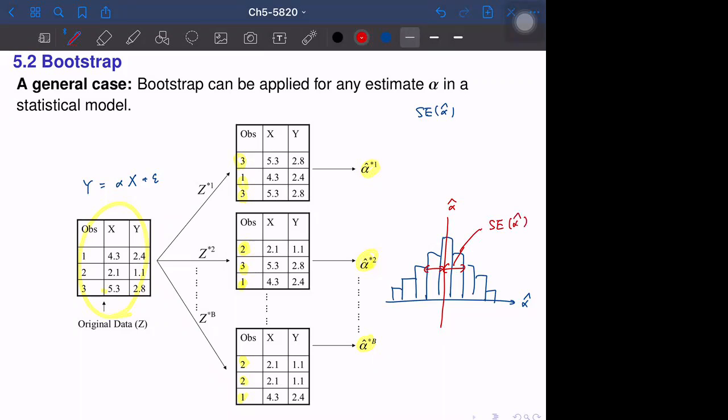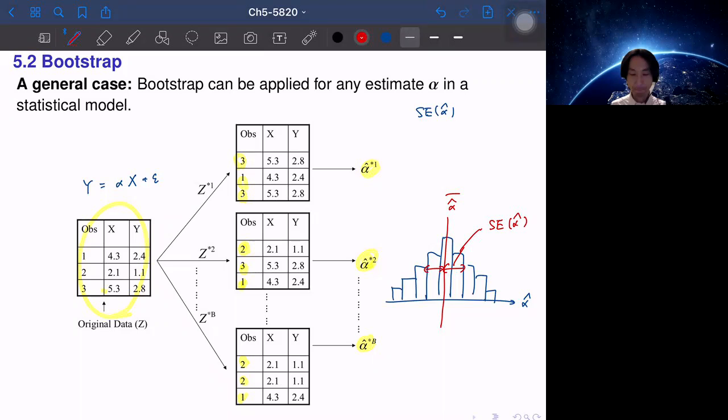Sorry, Professor, but the observations are all the same. The orders are different, but the observations X and Y are the same. Yes. So the only randomized part is this part. So we have a different choice of observations. Each observation is the same as the original data.